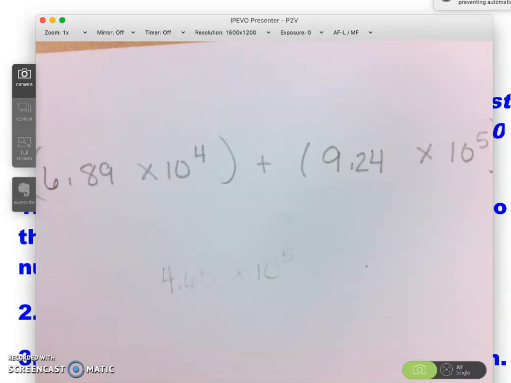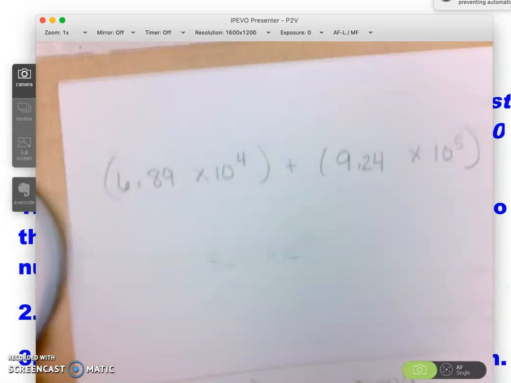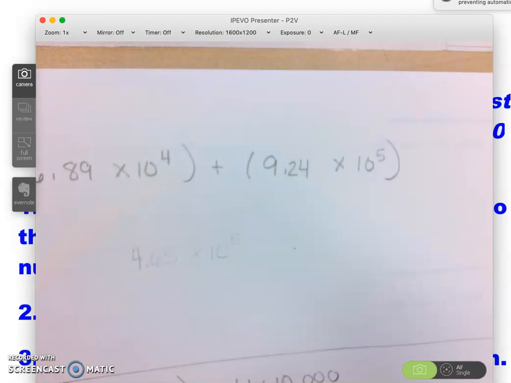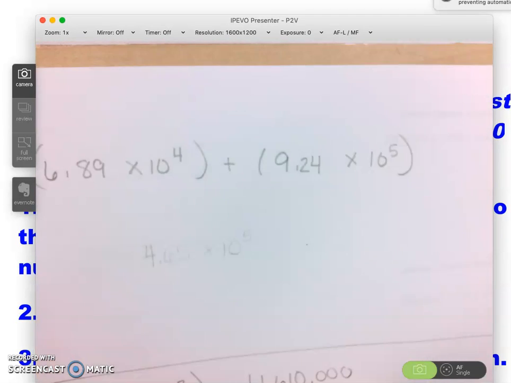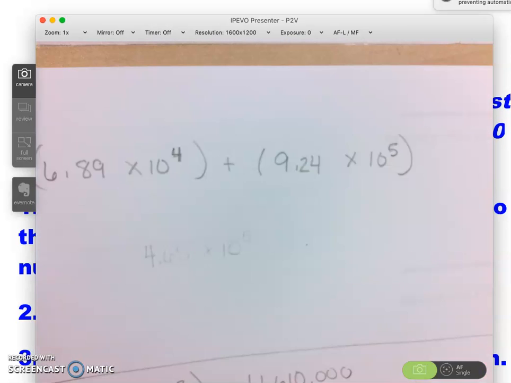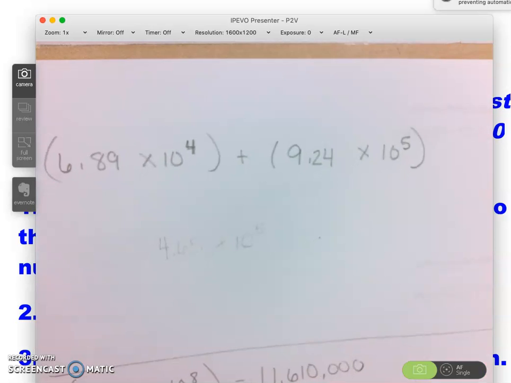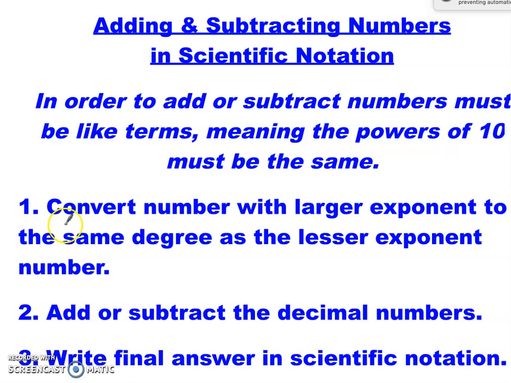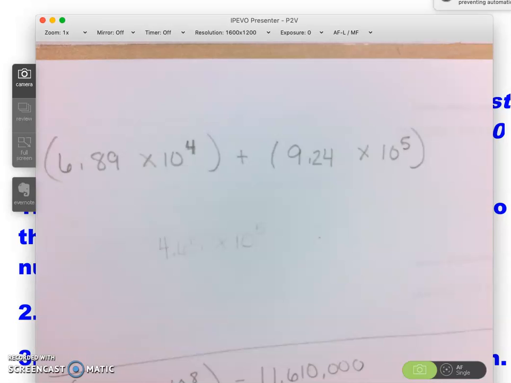So our first example here, if I look here, I have a 4 as an exponent and a 5 as an exponent. So they are not the same, so I need to make them the same. You need to first convert numbers with larger exponents to the same degree as the lesser exponent. So what that means is the larger one, this one here, I want to make it a 4.